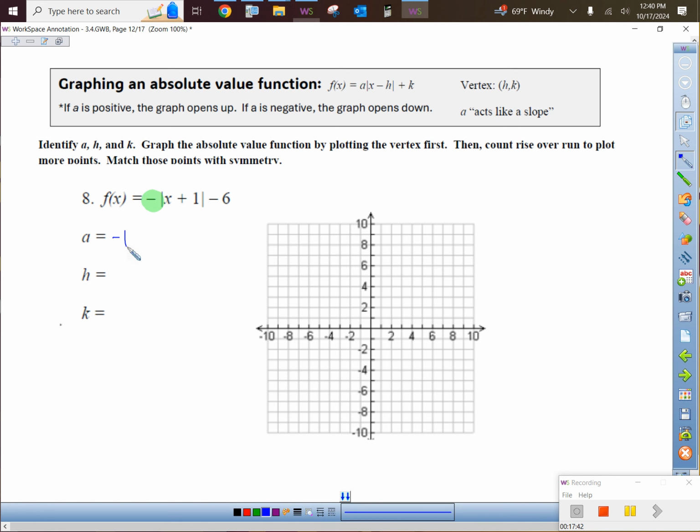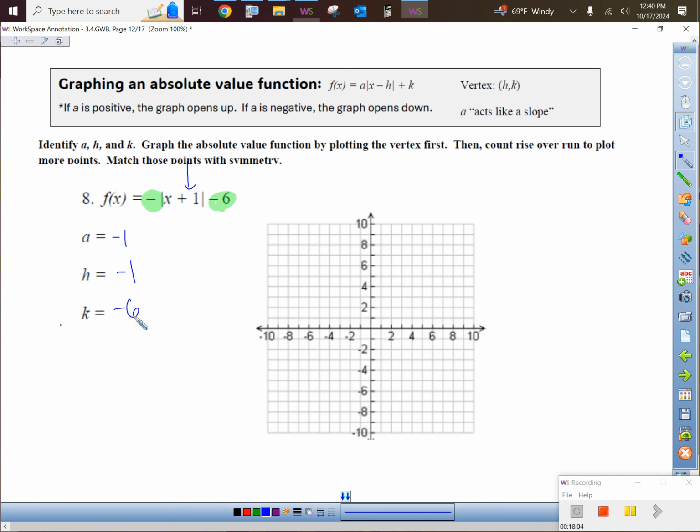-1. Right now, I know, because I'm experienced, this V is going to open down. Are you with me? That's a negative a value, so the V is going to go down. Cool? H is right here. He's strange opposite boy. That says +1. What do we want? -1. And K, what you see is what you get right there. That is a -6. I'm going to put a -6.